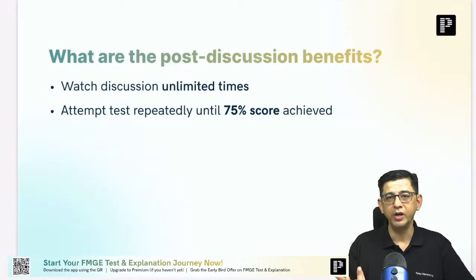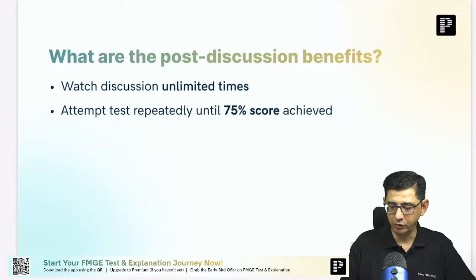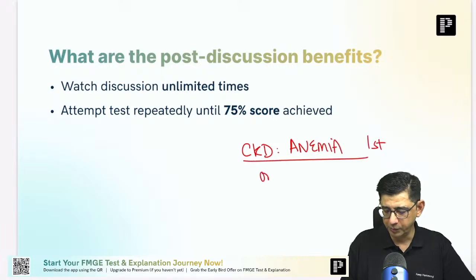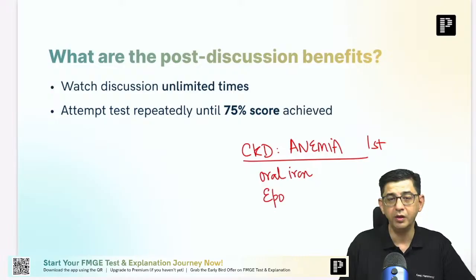Similarly, I'll give you one more example. There was a question asked in the FMG exam regarding a patient of CKD with anemia. I would like everybody to comment here. For management, what would you do? One of the options was giving oral iron. Another was darbepoetin, that is erythropoietin. Another was RBCs. The hemoglobin of the patient was also low, something like 8.